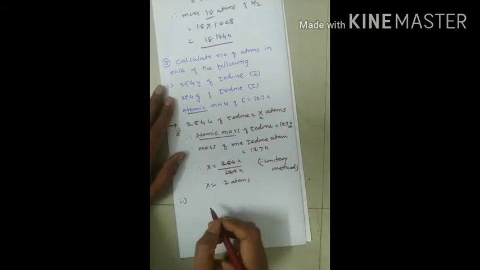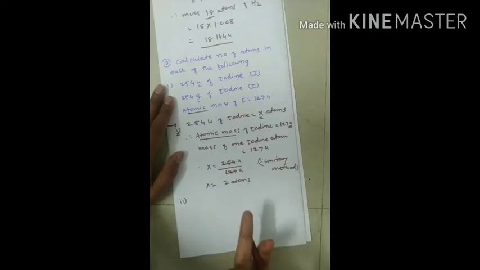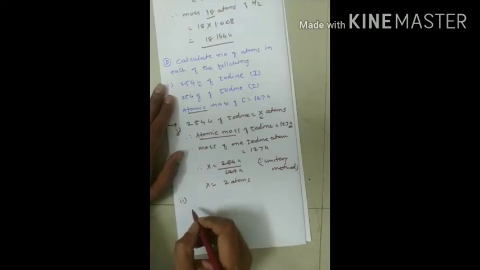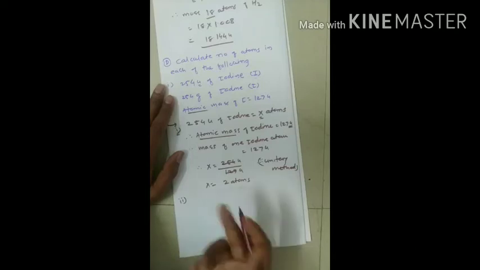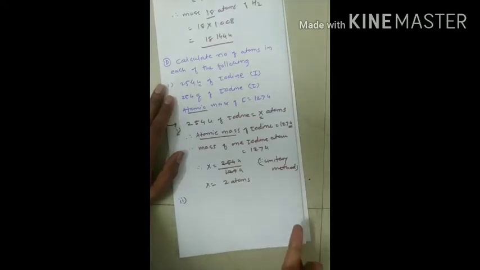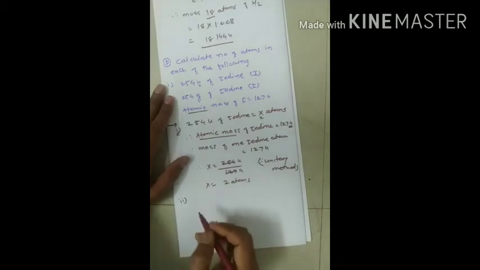Here they will ask the number of atoms in 254 gram of iodine. The atomic mass of iodine is 127 U, which is already given. If atomic mass is 127 U, then molar mass, the only change is in the unit, that is 127 gram per mole.